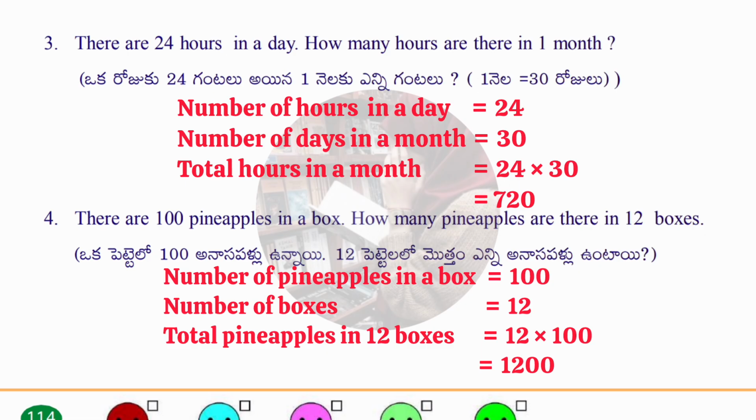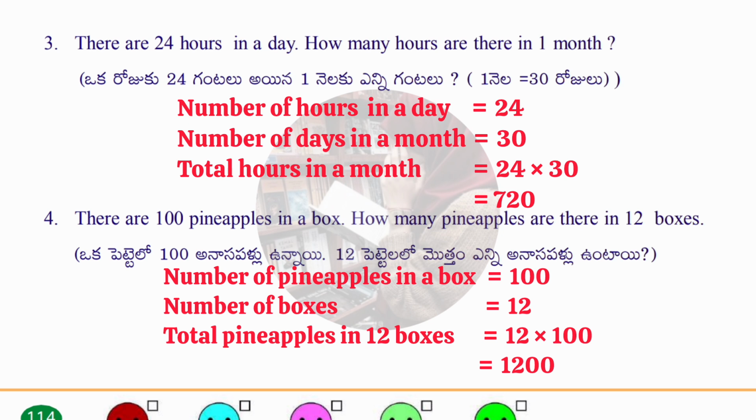Write down 12. So total pineapples in 12 boxes is equal to 12 multiplied by 100. I told you, keep the zeros aside. 12 ones, 12. Then write down 2 zeros. You will get the answer as 1200. Means 1200 pineapples are there in 12 boxes.